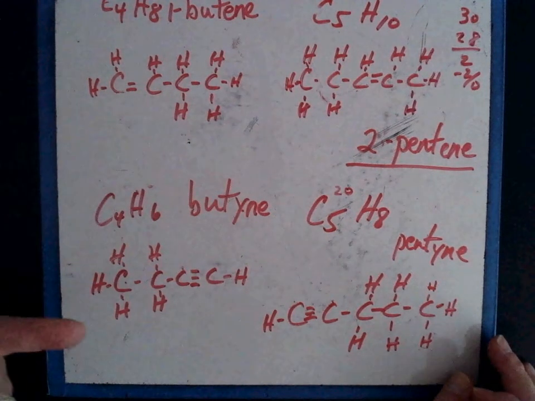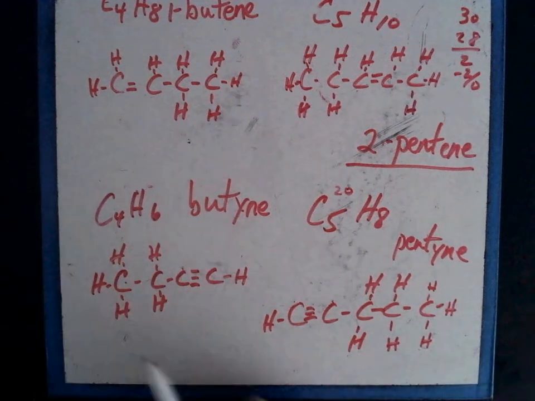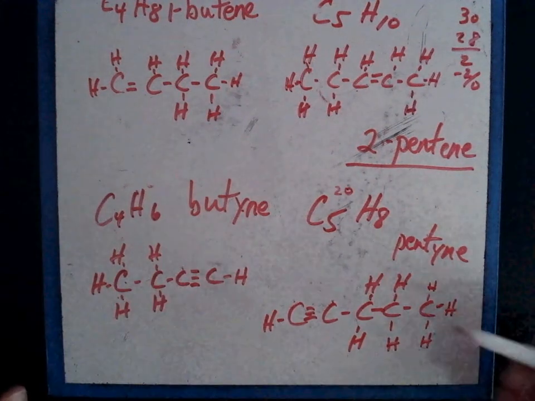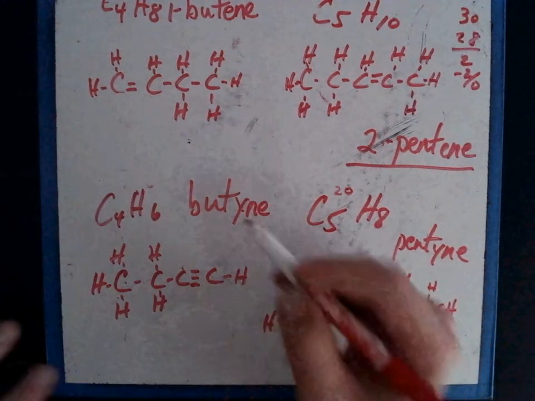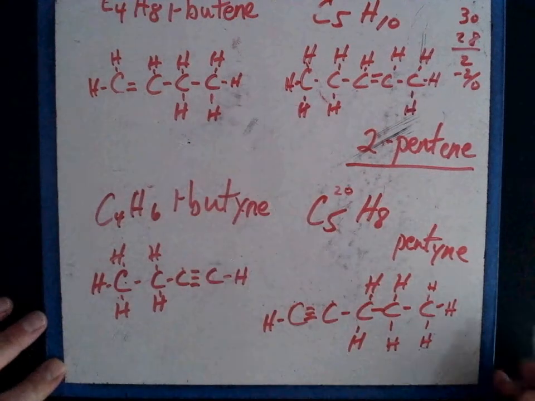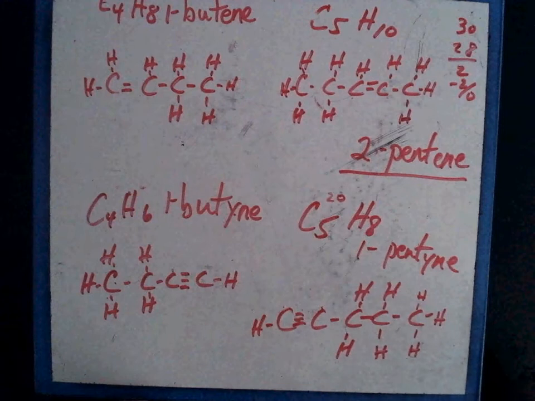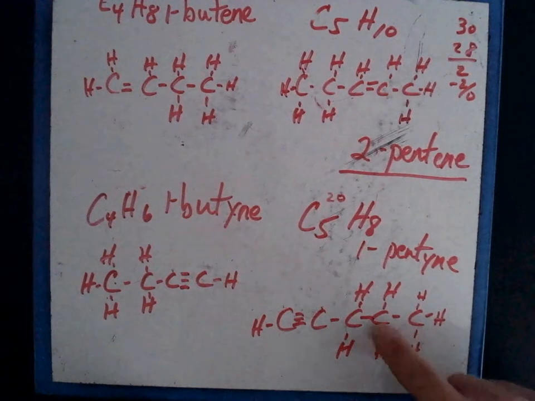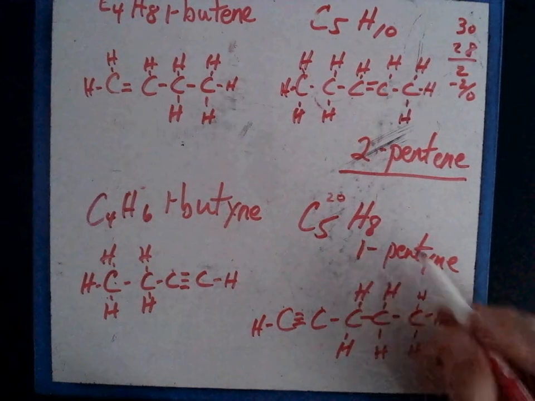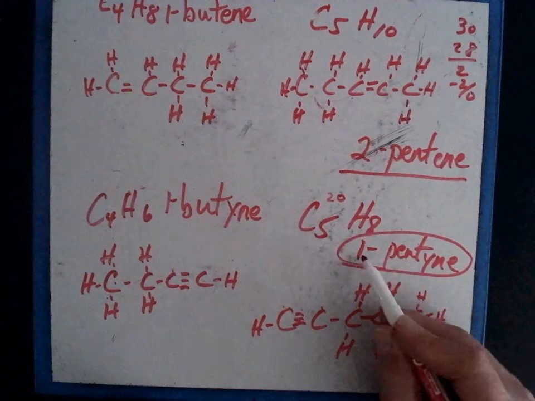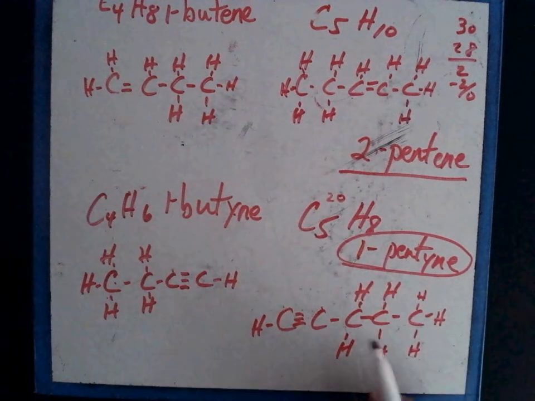All right, if you count this way, it is after 1, 2, 3. If you count this way, it's after number 1. So that's a 1-butyne. If you count this one going this direction, it's a 1-pentyne. If you count this way, it's after number 1, 2, 3, 4. So 1 is the shortest route. So the number tells you where the double or triple bond is.